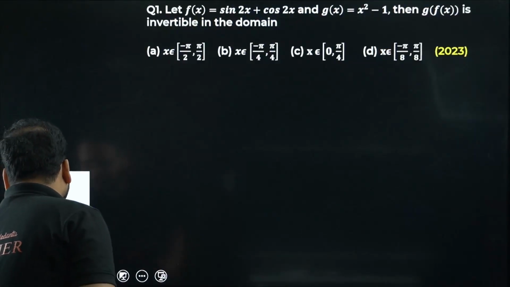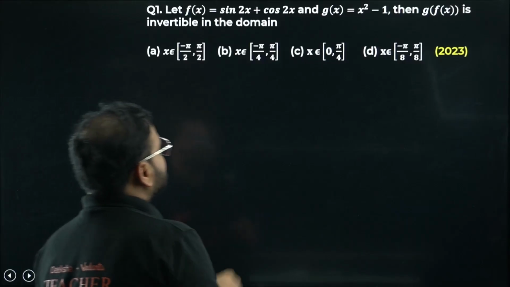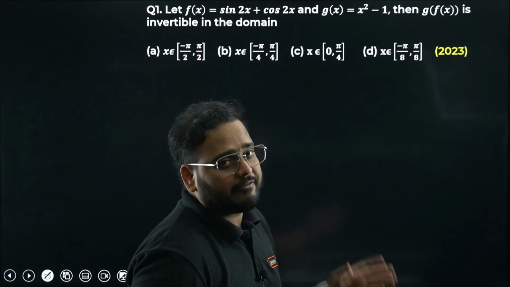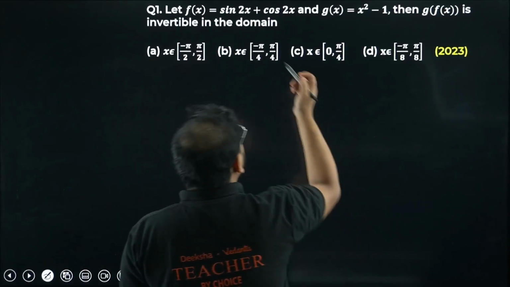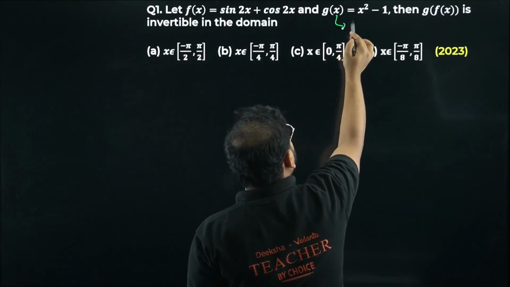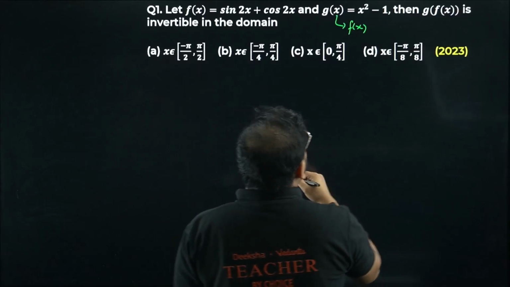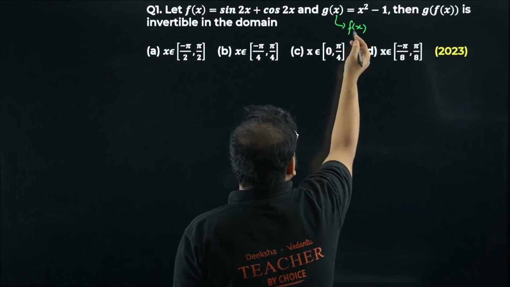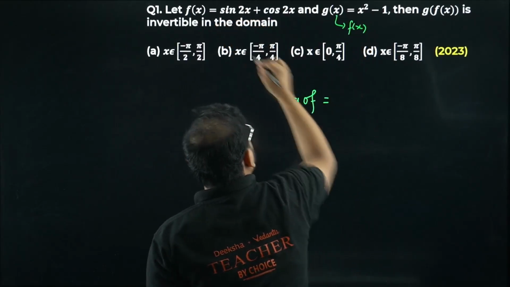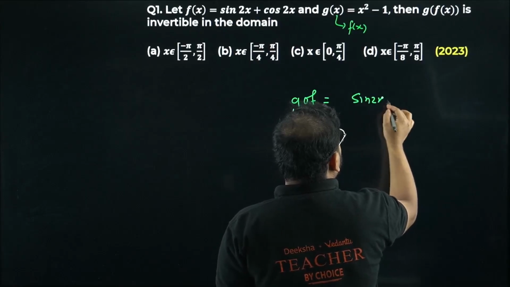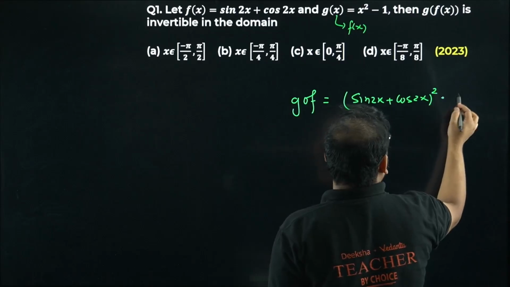So we have over here, please check. Let fx equals sine 2x plus cos 2x and gx equals x square minus 1. We're looking for GOF, asked in 2023. Please check. GOF means in the G we will replace x by fx. Let's just do that. So I'll end up with GOF written as x replaced by f of x, so sine 2x plus cos 2x the whole square minus 1, right?